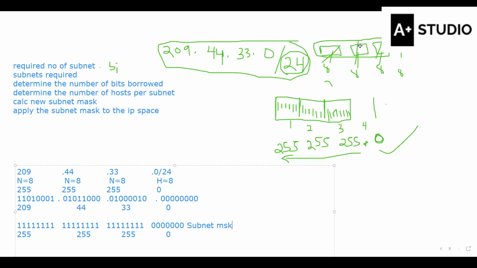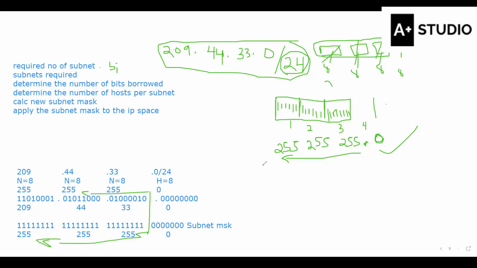We have this, and then we have our network. From here, straight up to this side, is our network portion. And then from here, straight up to this side, is our network portion.